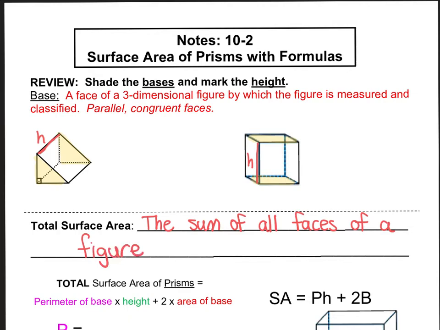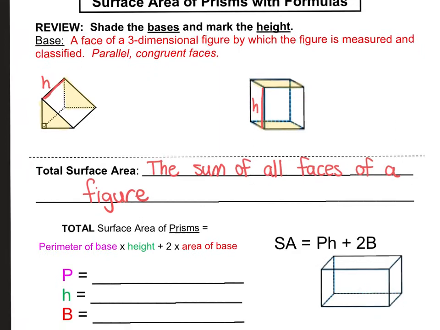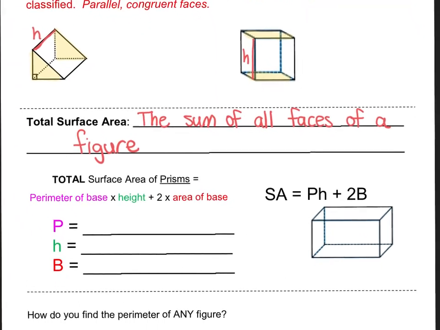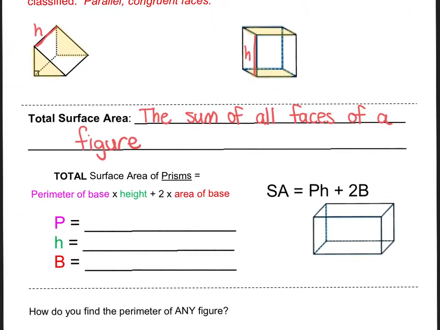Now we have the STAR formula chart that we get to use on all of our tests and of course the STAR test. If we look for surface area, and then we look for prism, you're going to see a couple things, total, and then you're also going to see lateral, which we'll get to later. So the total surface area of all prisms is this formula right here. Surface area equals pH plus 2b.